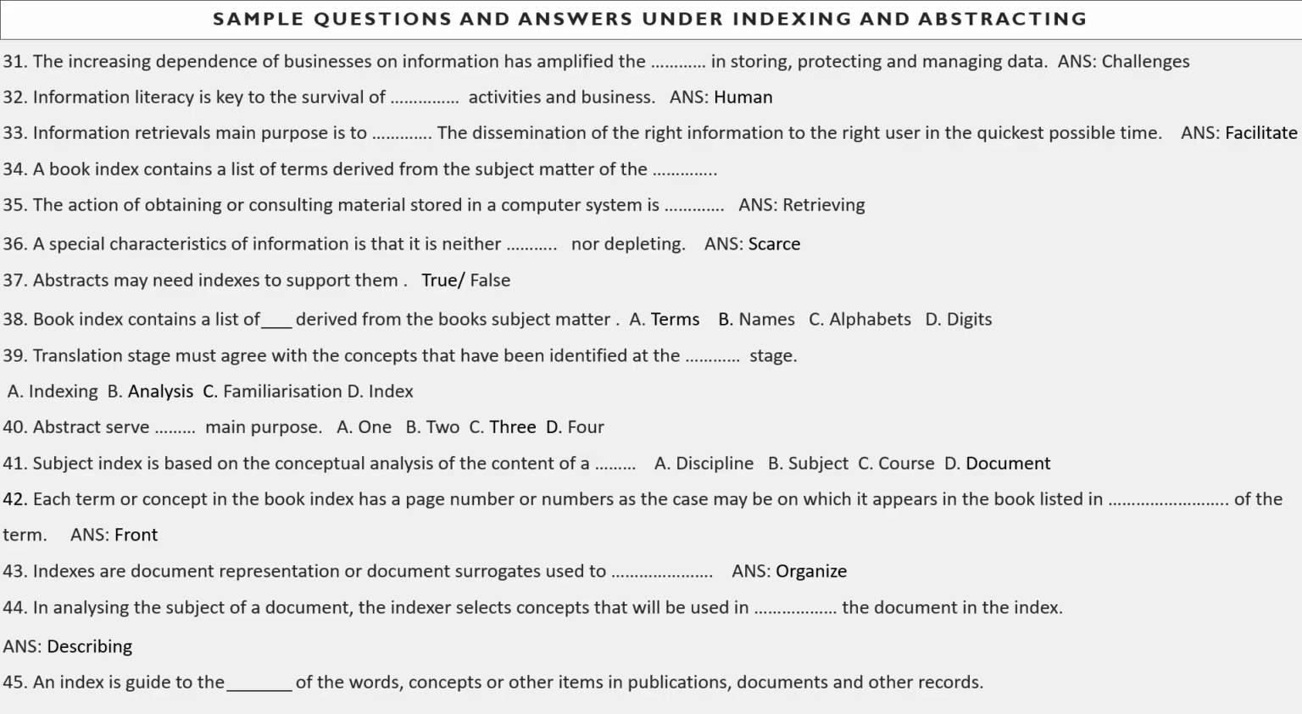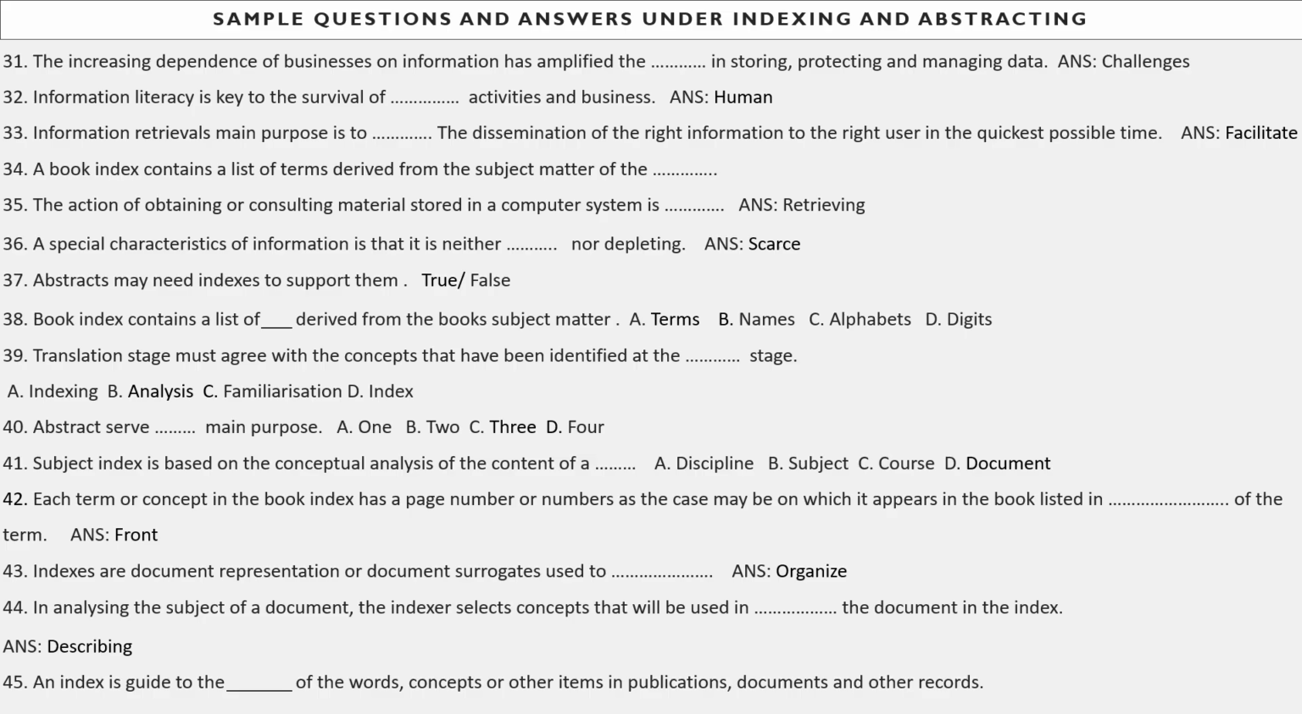A book index contains a list of terms derived from the subject matter of the book, arranged alphabetically with page numbers for easy access. Question number 39. The right answer is analysis. So in the translating stage of indexing, the term choosing must agree with the concepts that were identified earlier during the analysis stage.